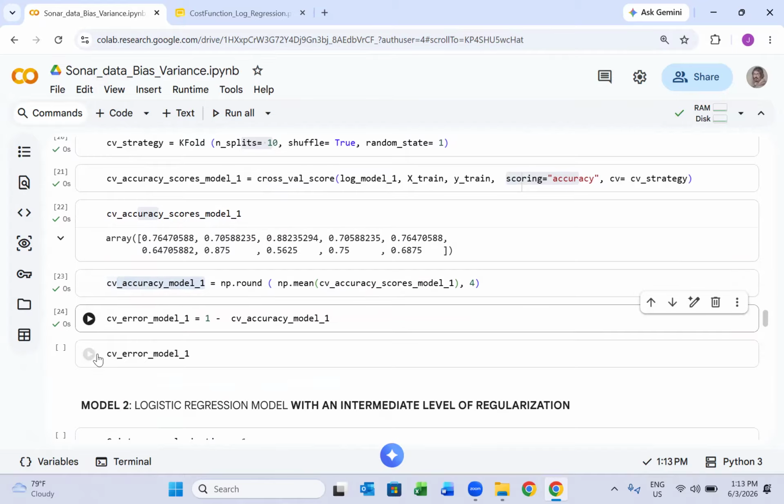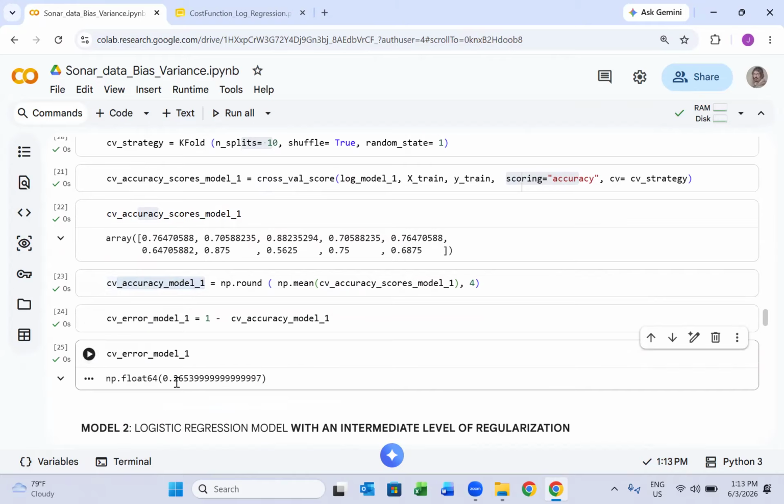And what's the cross-validation error for model number one? 0.265. So whereas on the training data, model number one did perfectly, so no error, with cross-validated data, it doesn't do that well. We got a 0.265 error rate, okay? All right, so let's repeat the same analysis for the other models.